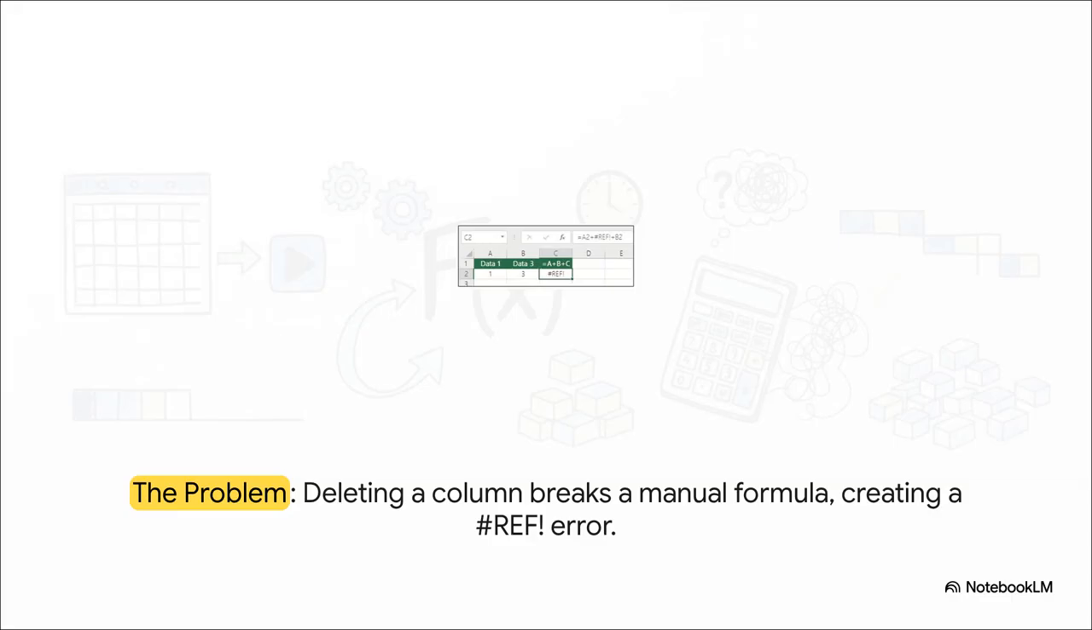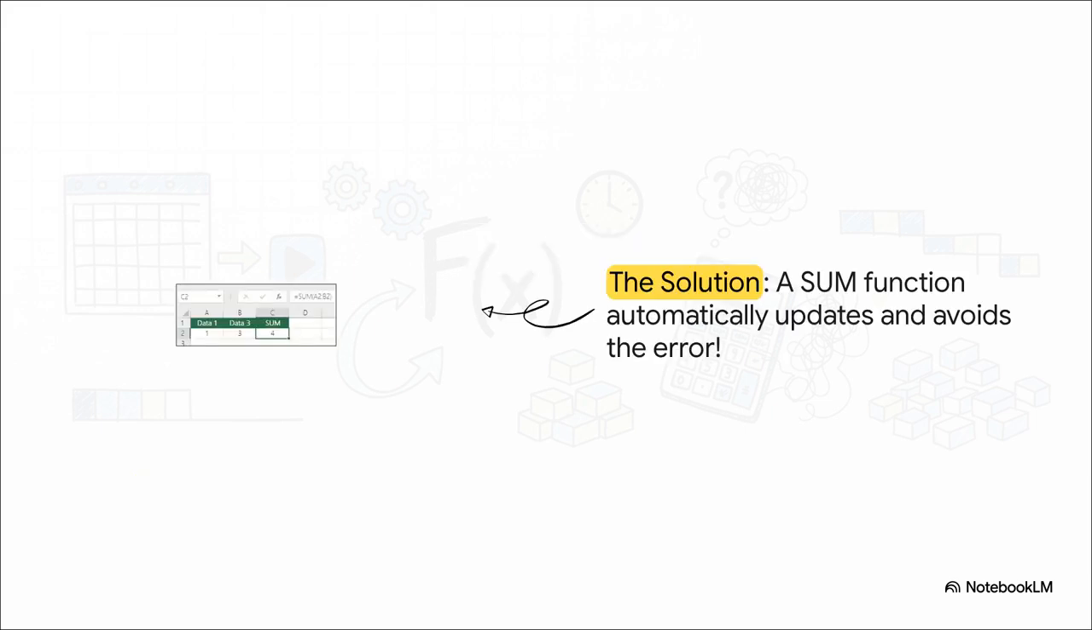Okay, here's a classic situation. You've carefully built a formula, adding a few columns, equals A2 plus B2 plus C2. But then you realize, oh, I don't need that middle column, so you delete it. And boom, you get that dreaded #REF error, because your formula is now pointing to a cell that just doesn't exist anymore. But check this out.